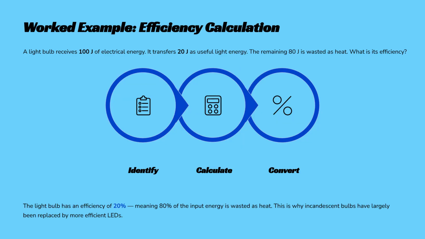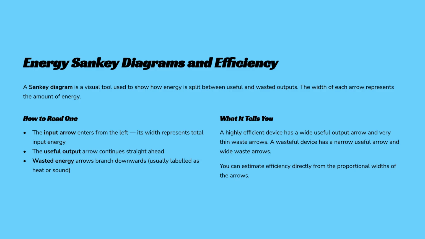Here is a worked example. A light bulb takes 100 joules of energy and produces 20 joules of useful light. By dividing 20 by 100, we find the bulb is 20% efficient. Sankey diagrams are excellent visual tools for representing energy. The width of the arrows shows the energy amounts, with useful output moving straight and wasted energy branching downwards.